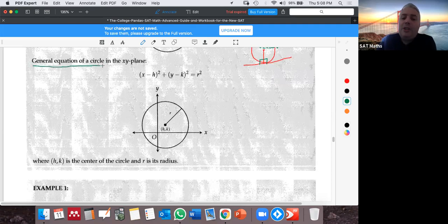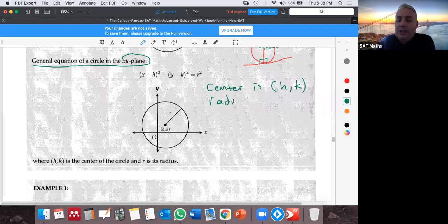Now, the general equation of a circle on the XY plane whose center is h comma k. So the center is h comma k, and if we say the radius is r, how can we write the equation? (x minus h) squared plus (y minus k) squared equals r squared.